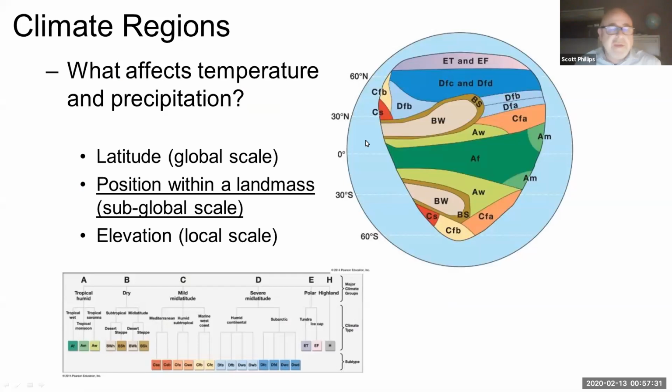Okay, the second thing that affects temperature and precipitation is position within a landmass. So where you are on a continent can play a role as well. So this is sort of a theoretical continent where we would start with the A climates and then the B and the C. But if we have a big enough landmass, we can also have this D category. And D are called continental climates because they are climates that you find on a large landmass. We also have differences between west coasts, where we have Mediterranean climates, and east coast, where we have a different type. So west coast, east coast plays a role as well.